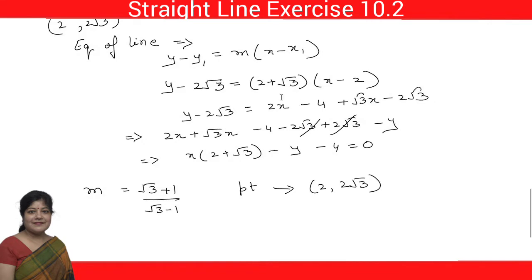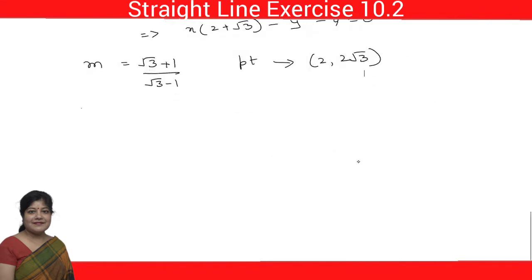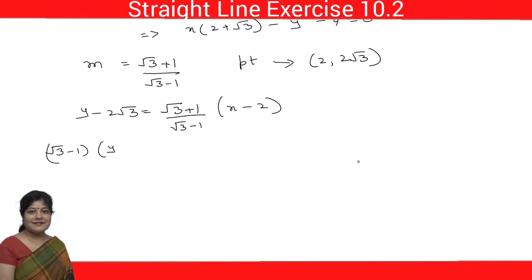So now the equation of the line becomes y minus 2 root 3 is equal to root 3 plus 1 over root 3 minus 1 times x minus 2. So now we multiply root 3 minus 1 with y minus 2 root 3, and root 3 plus 1 with x minus 2. Now we write like this: root 3 minus 1. Now minus 2 root 3, you have to multiply with both of them. Minus 2 root 3 times root 3. Minus minus plus 2 root 3.